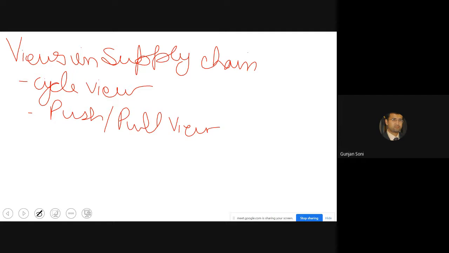What it means is that if I want to find out who is responsible for a process which is happening in the supply chain, I should be using the cycle view. And if I want to find out who in the supply chain should keep inventory and who can afford to do away with inventory, in that situation I am going to use the push or pull view. So let's understand these two views one at a time.